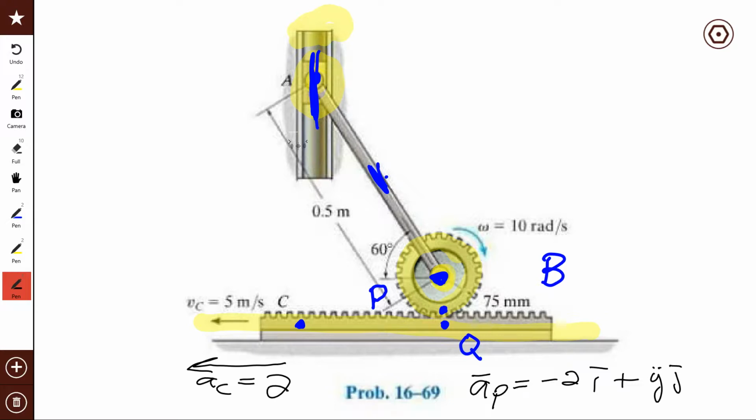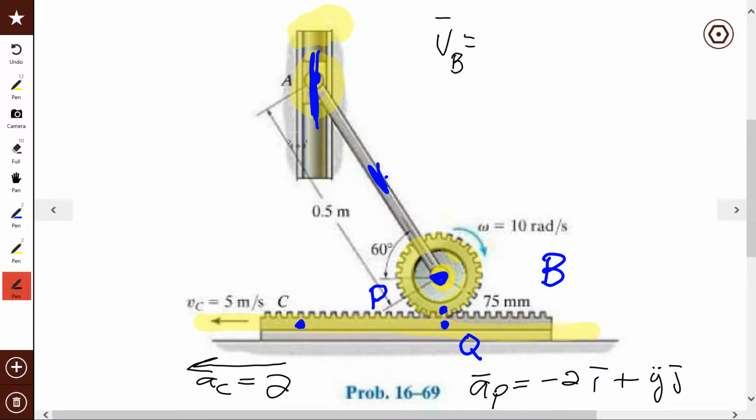Very good. Which omega? Omega the connecting rod, correct? No. Oh, sorry, which omega? The gear. Why the gear? That's the one the points are on. The gear. Omega gear. Cross what? So we're going to write VB equals VP plus omega gear cross R what? Give me some numbers and some I's and J's.